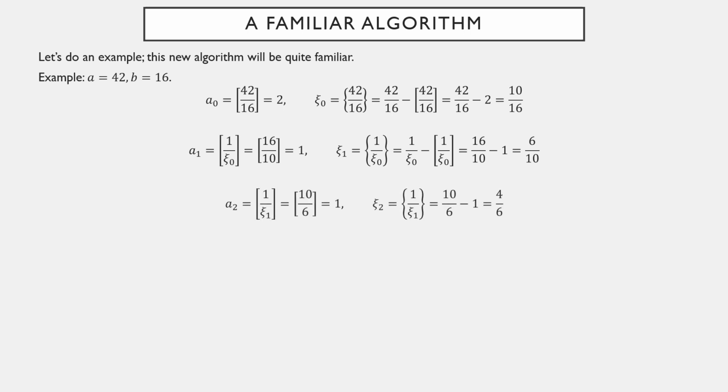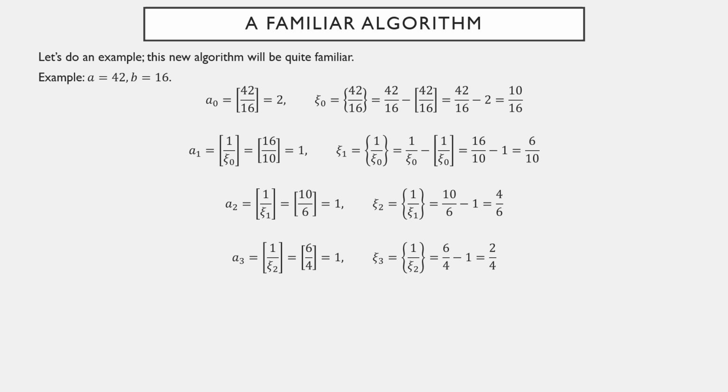Then a2 is the integer part of the next reciprocal. So having gotten 6 over 10, we reciprocate it, 10 over 6. The integer part of that is 1. That's how many times 6 goes into 10. And then the next remainder or fractional part is 1 over xi naught, the fractional part thereof. So 10 over 6 minus the integer part we just subtracted. 10 over 6 minus 1 is 4 over 6.